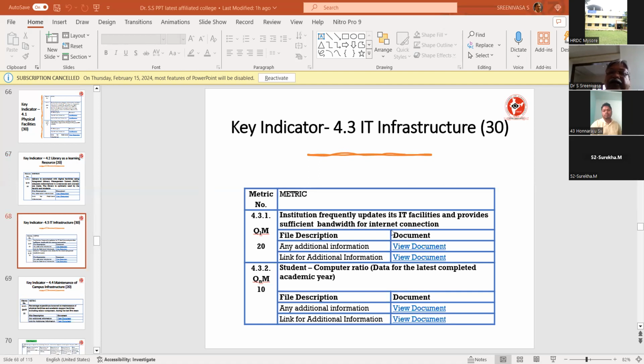And what IT facilities do you have? What software is there? Even for different subjects, different software is available which can be used to understand the subject easily. Student computer ratio is very simple. How many students are there and how many computers you have, and automatically it will calculate the student computer ratio.